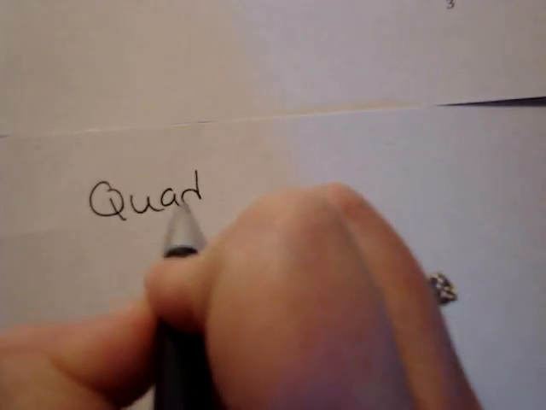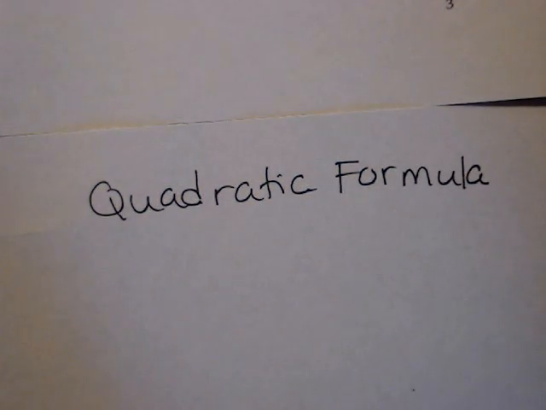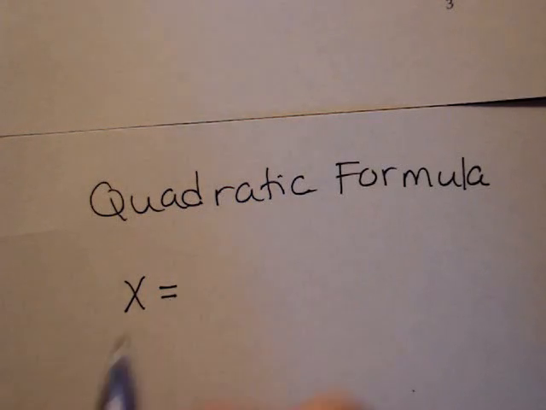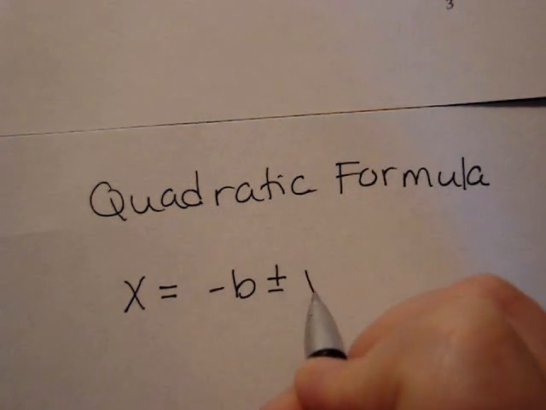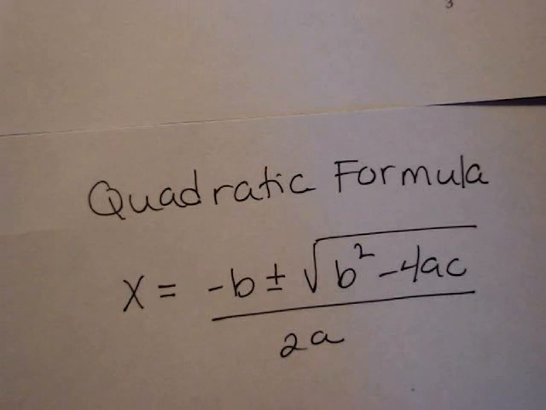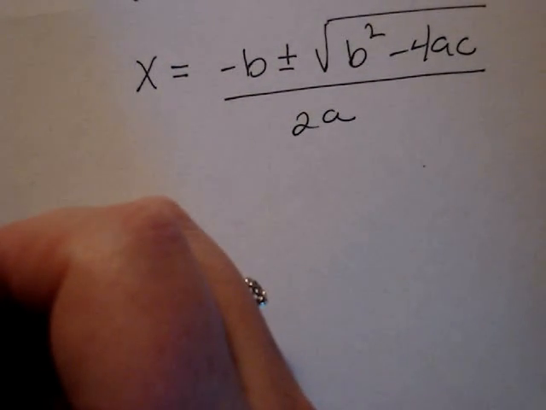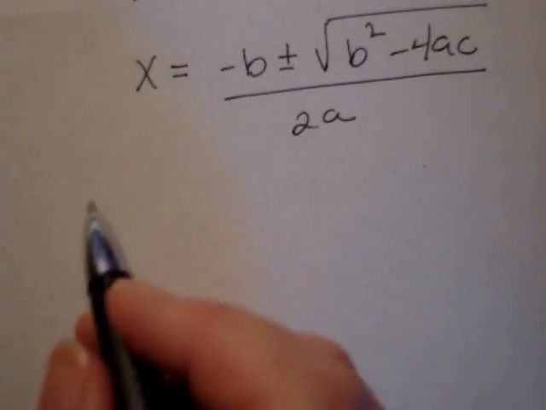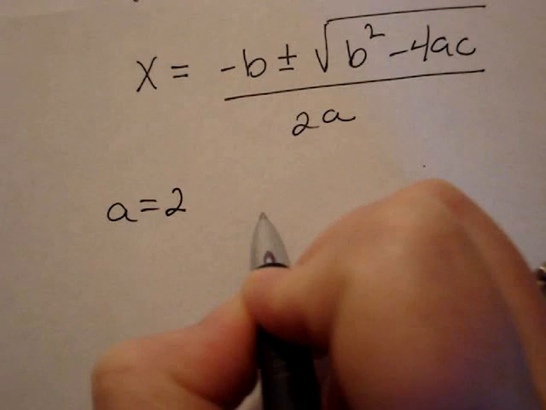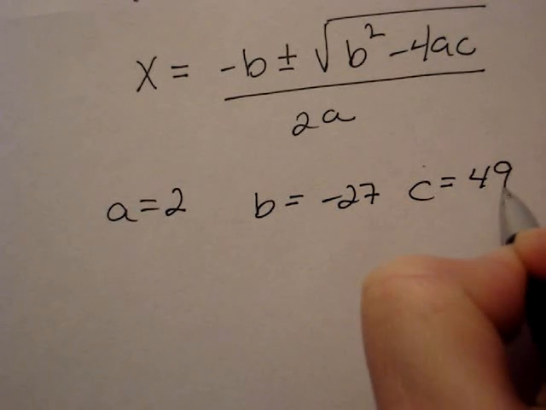So I know everyone has the quadratic formula memorized, right? Quadratic formula. Okay. And that says that x will equal negative b plus or minus the square root of b squared minus 4ac all over 2a. So we just need to look at our equation and figure out what a, b, and c are. So if you look at your paper, I'm looking at my paper, I see that a is 2, b is negative 27, and c is 49.